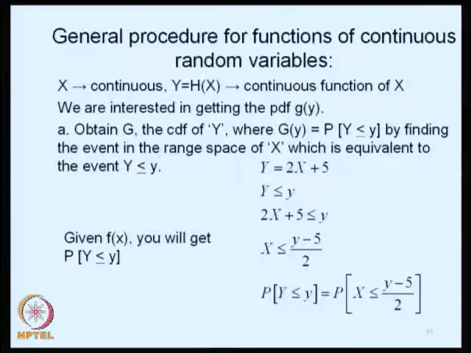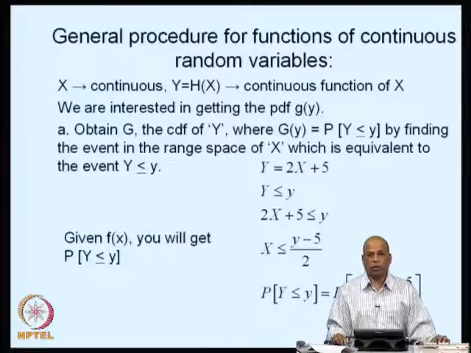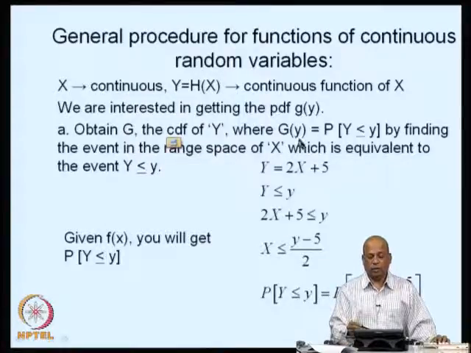Now, we will go to the case of continuous random variables. Let us say you have the random variable x as the continuous random variable and you define a function y is equal to h of x, which is a continuous function of x. And we are interested in getting the PDF of y, which is the marginal PDF g of y. What we do here is, first we obtain the CDF, the cumulative distribution function of y, where from definition capital G of y is equal to probability of Y being less than or equal to y. How do we find this?